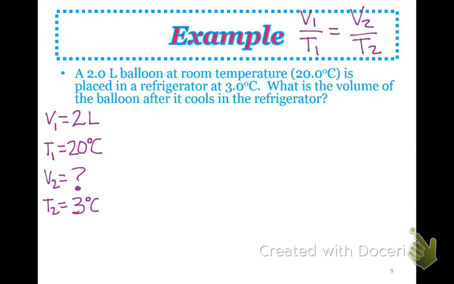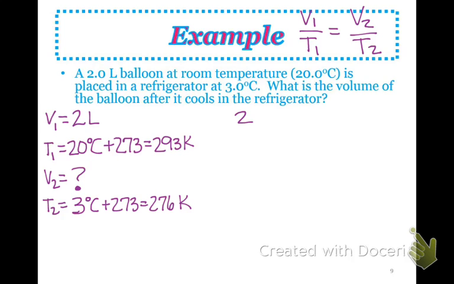Now I have these two temperatures, so of course I have to add 273. So 273 plus 20 is 293. Okay, and add 273 there. 276. Okay, so there's all my numbers because I have to have my temperatures in kelvins. So now I'm ready to set this up.